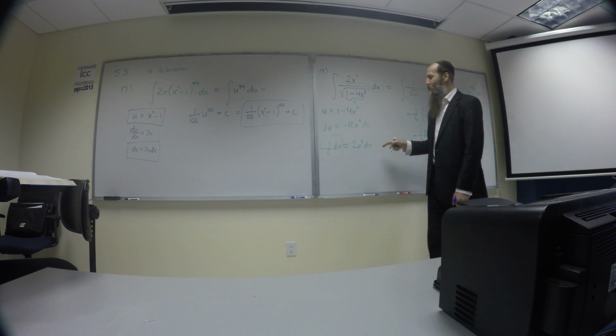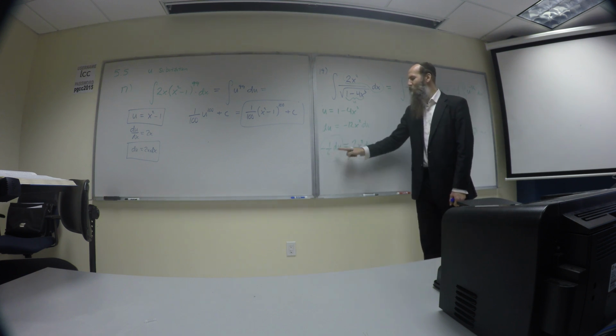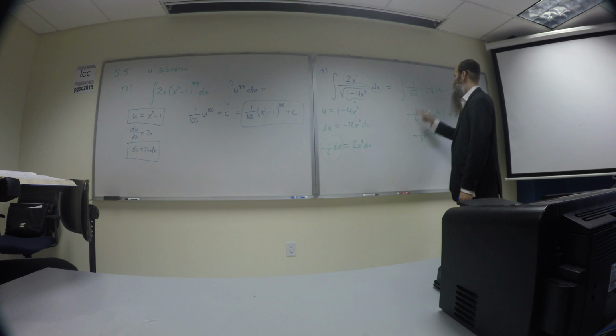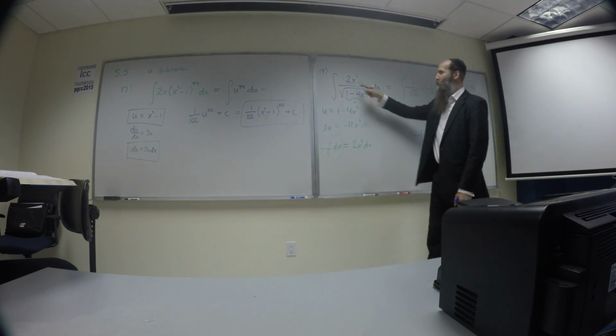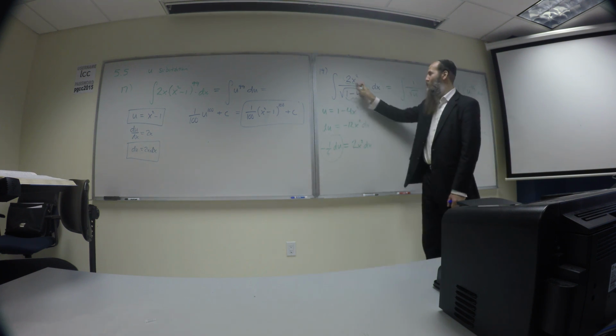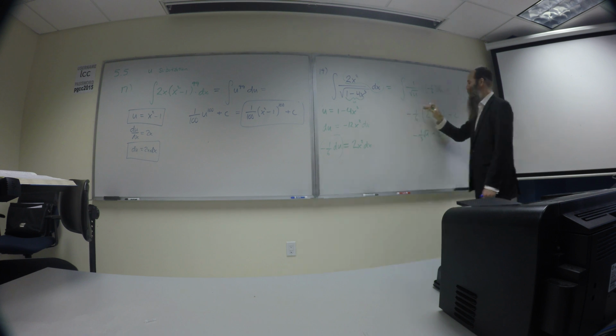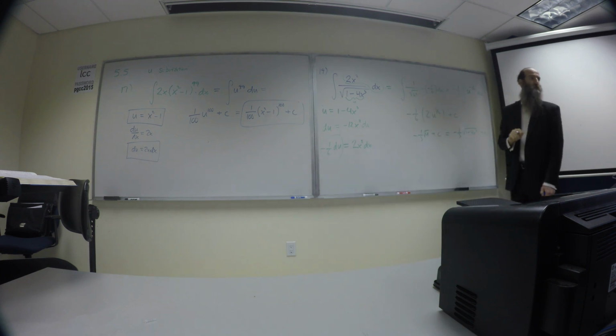That is, I can now substitute a constant multiple of du in place of 2x squared dx. 2x squared dx changes exactly the same way negative 1/6 du changes.